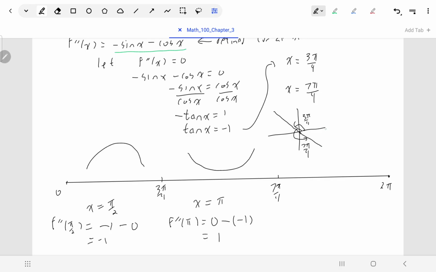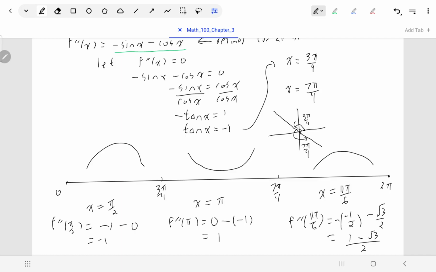And then between 7 pi over 4 and 2 pi, let's go for 11 pi over 6, 330 degrees. So for my second derivative at 11 pi over 6, we have negative sine of 11 pi over 6. Sine of 11 pi over 6 is negative a half. And cosine of 11 pi over 6 is root 3 over 2. And so I would get 1 minus root 3 all over 2, which if you were to put that into your calculator, you'd find that that's negative 0.36-ish. So that is a negative number.